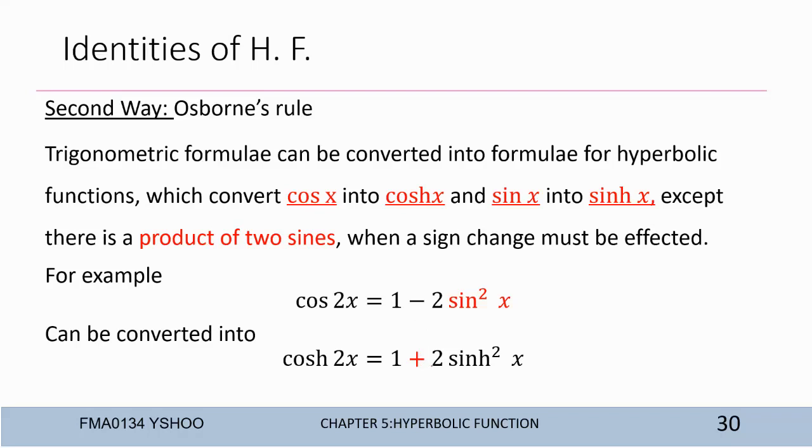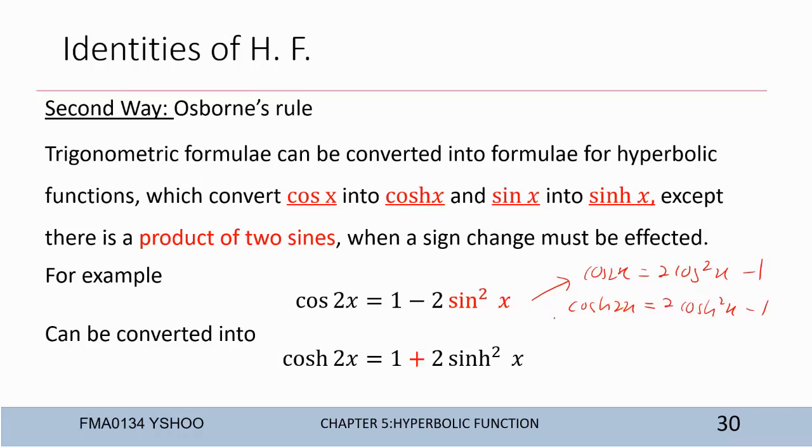If the original is a plus, you need to change it to become a minus. So for example, for cos 2x we have another two formulas. The first one is 2 cos squared x minus 1. When you want to change it to hyperbolic, cos just changes to cosh. There is no change of sign for the cos.